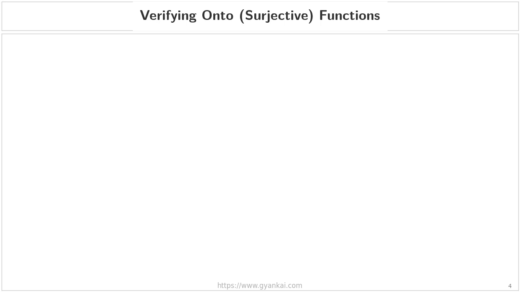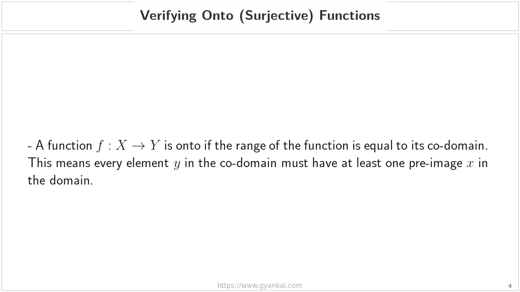Verifying onto surjective functions. Now that we have mastered the verification of 1-1 functions, let us shift our attention to verifying onto functions, which are also referred to as surjective functions. A function f from X to Y is defined as onto if the range of the function is exactly equal to its codomain. To put this in simpler terms, it means that every single element y residing in the codomain must have at least one corresponding preimage x located in the domain. No element in the codomain should be left unpaired.